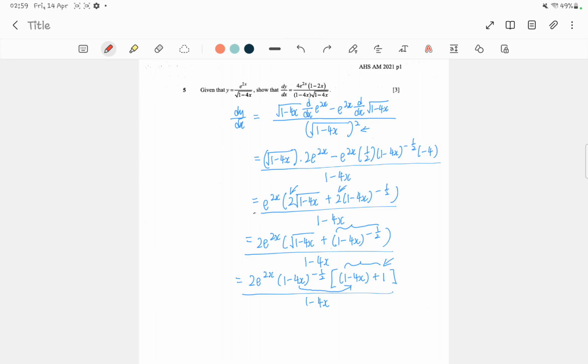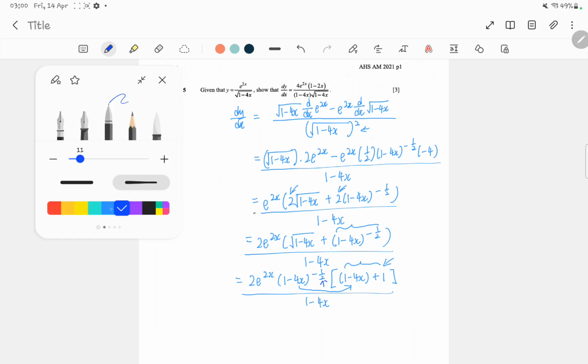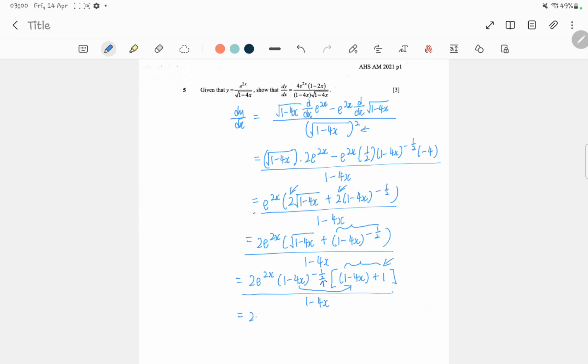Now this expression is to the power of minus 1 over 2. We don't want to deal with a negative power, so let's bring it down from the numerator to the denominator. We get 2e to the power of 2x, and I bring this down, so it would be 1 minus 4x to the power of 1 over 2, and then 1 minus 4x. And then we are left with this expression over here.